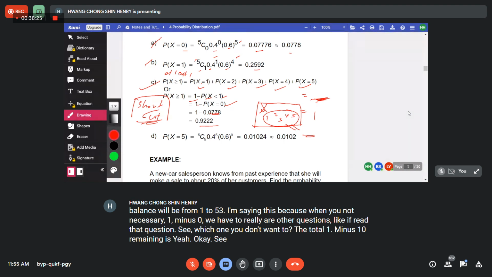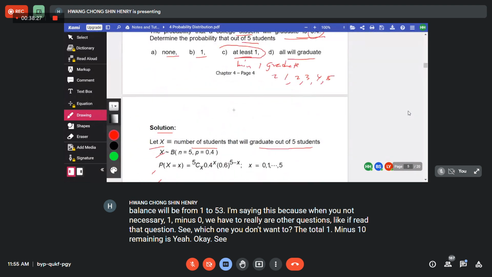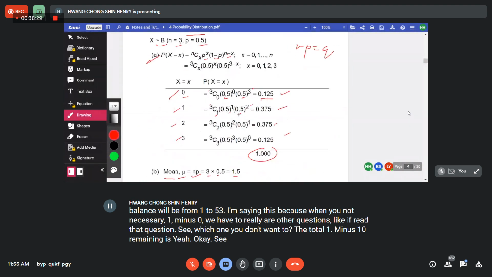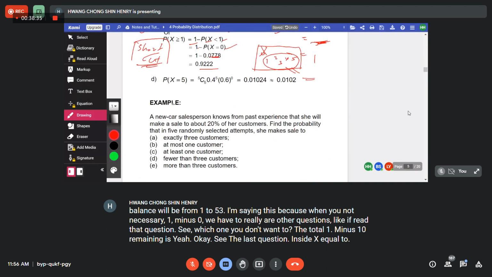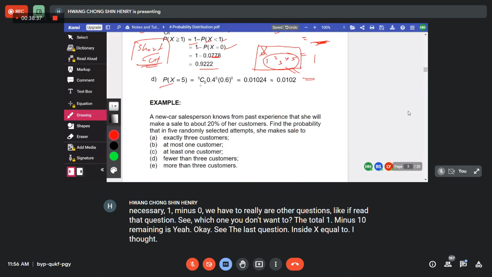Okay, you try to see. The last question here is what? All will graduate. Means what? X equal to 5. So you put into your formula 5C5, 0.4 power 5, 0.6 power 0, since 5 minus 5 is 0. So you try and see, calculator.